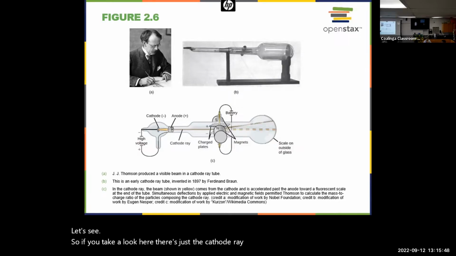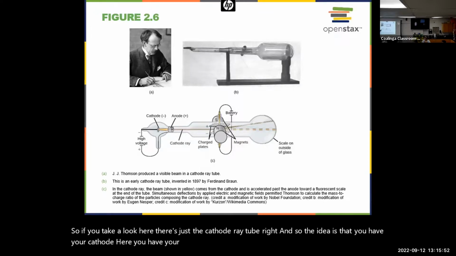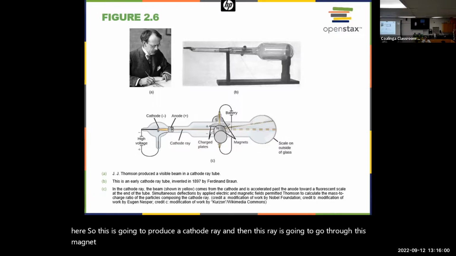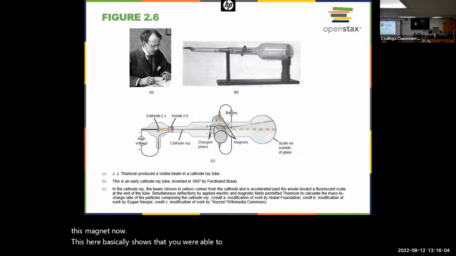And so the idea is that you have your cathode here, you have your anode here, and then you're going to put a high voltage through here. So this is going to produce a cathode ray, and then this ray is going to go through this magnet. Now, this here basically shows that you were able to move your negative charge. Your negative charge is going to go towards the positive because opposites attract, so it's going to be deflected that way, right?